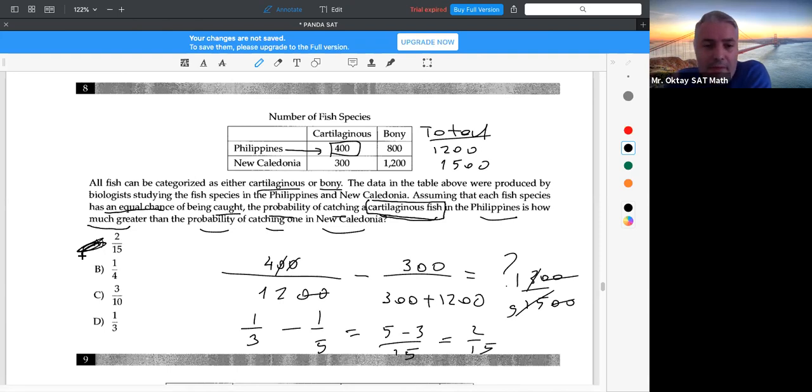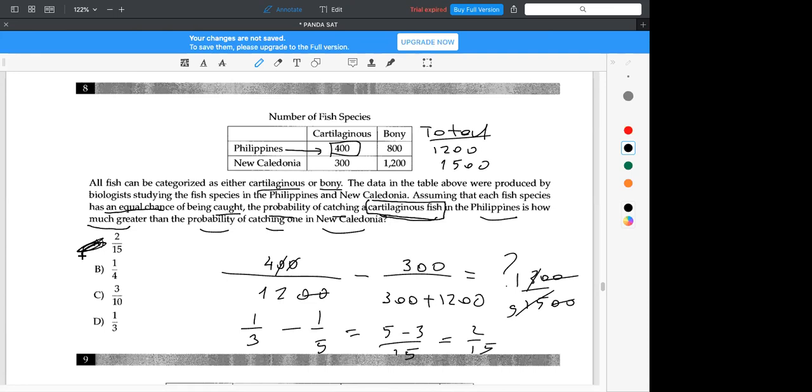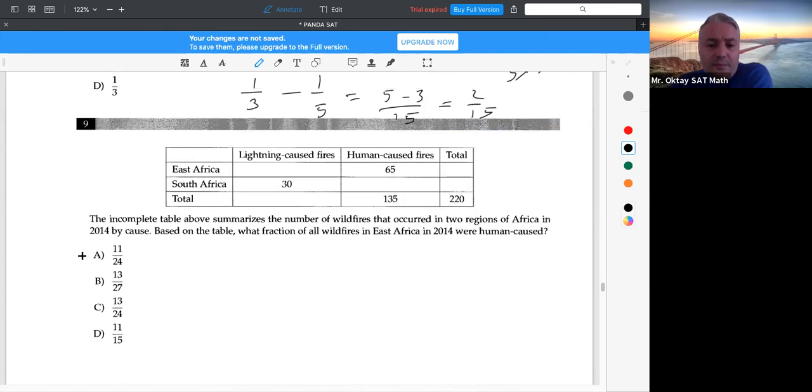Calculations. If you have anything to ask me, I hope I didn't make any calculation mistake. It should be okay. What do you think? Yeah, it's okay. Good. Let us pass.